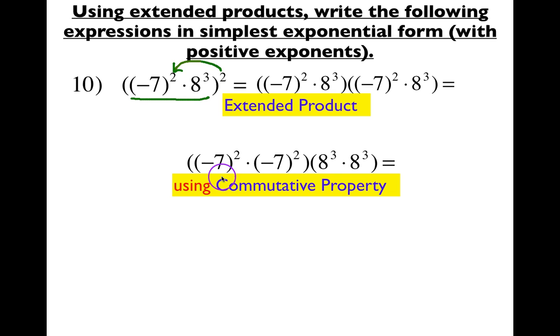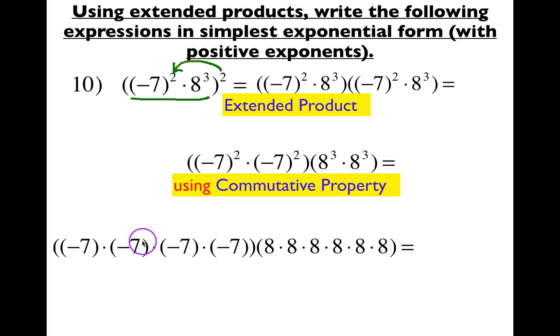Negative 7 squared means negative 7 times negative 7. Here's my first group. Here's my second group. Same thing with 8 cubed. Here's my first group. Here's my second group. So here, please make sure, since your base is negative, you include that parentheses, because if you leave it out, it means something totally different. There's 4 of them, so I'm going to write to the 4th power times 8 to the 6, because there's 6 of them all together.